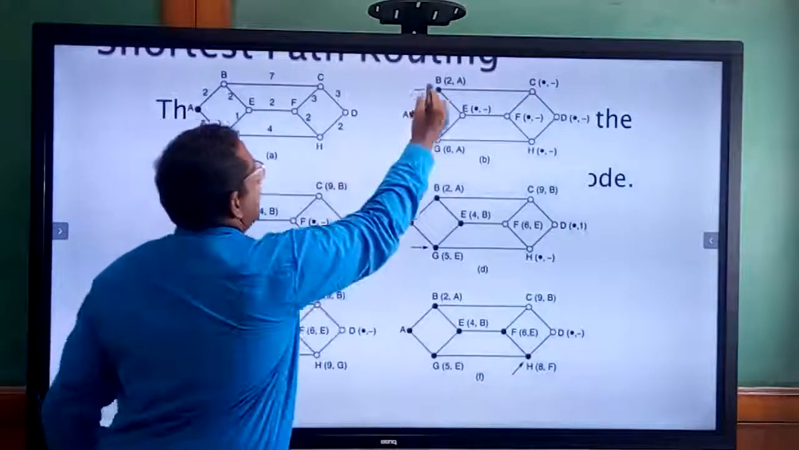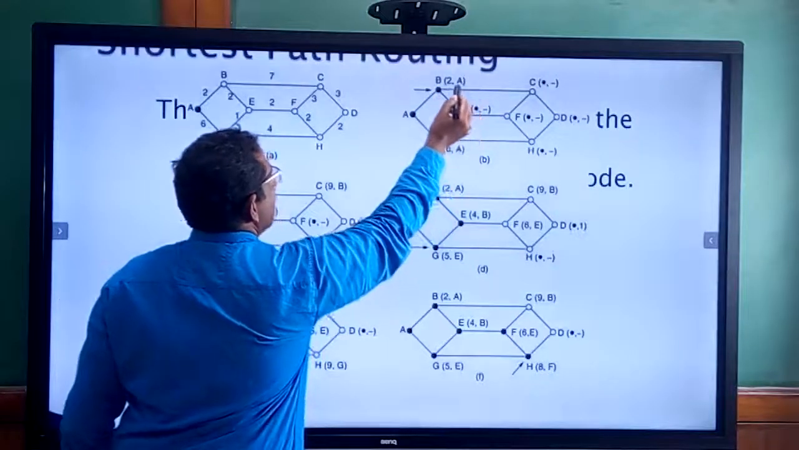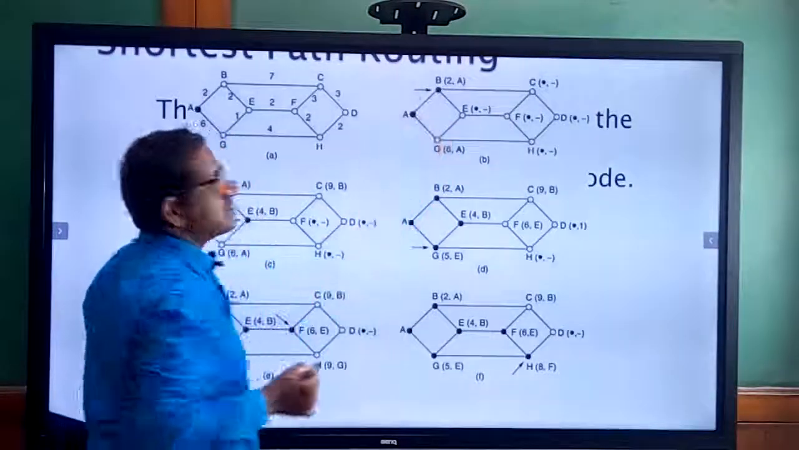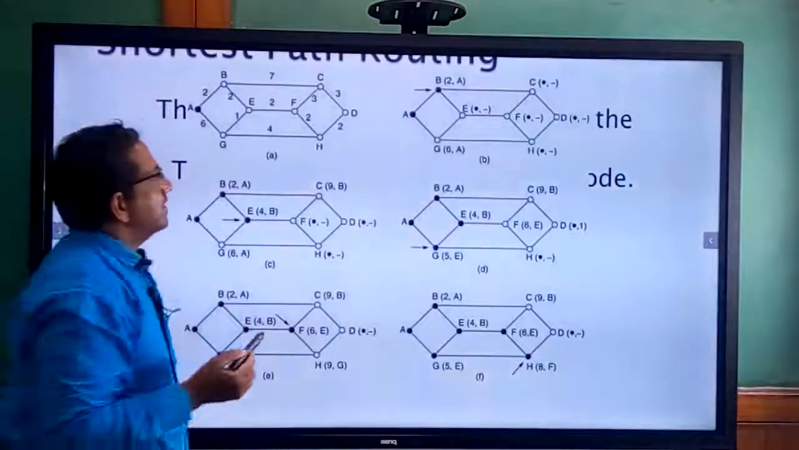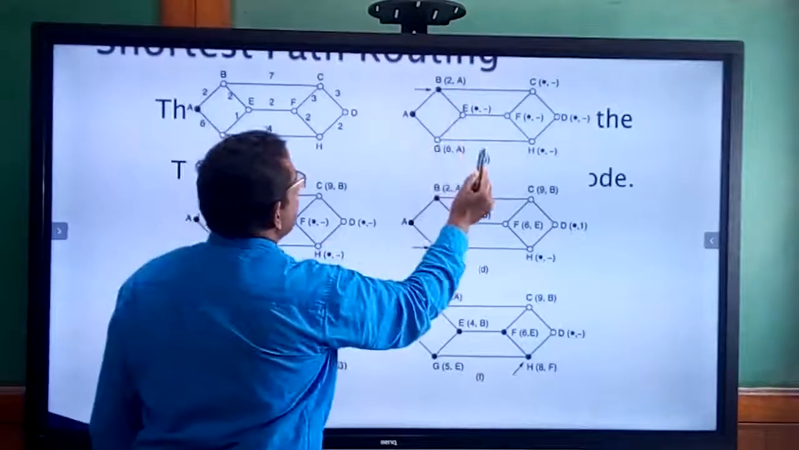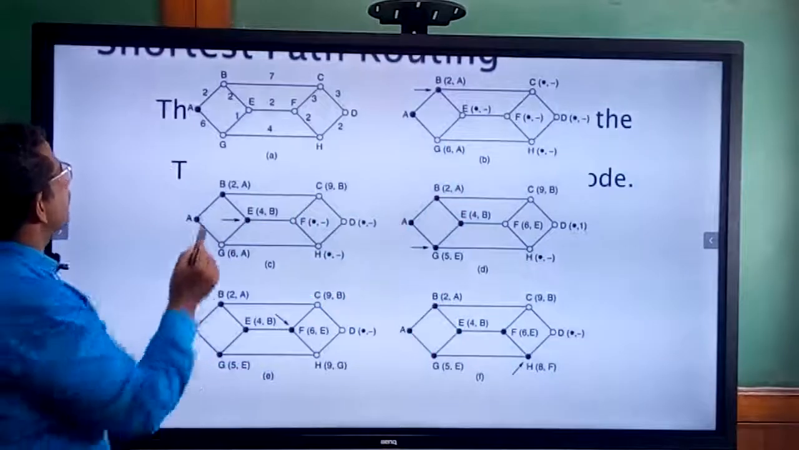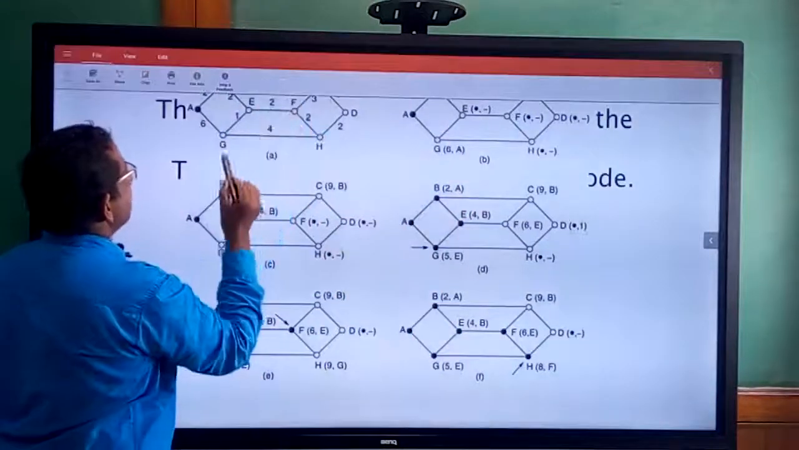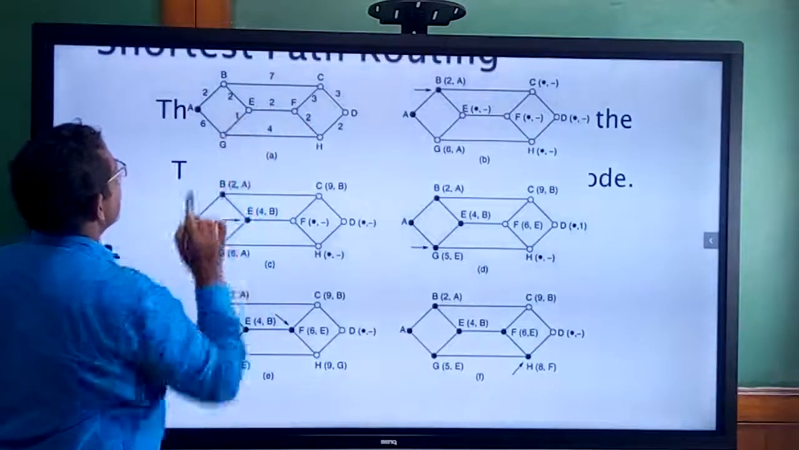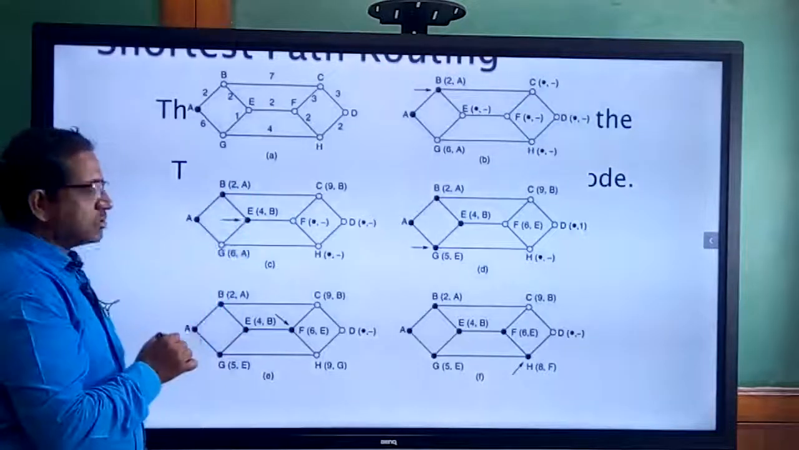Now, while writing B node, what is the value written over here? B is going to have a value of 2 comma A. What does that mean? A is nothing but the source router and 2 is the distance traveled from A to B. Similarly, from B, what are the nodes connected? It is C and E. Since C and E are connected, it has to find out the shortest path route. Between B and C it is 7 and between B and E it is 2. So obviously 2 is the shortest path, therefore it is going to take this as the route.